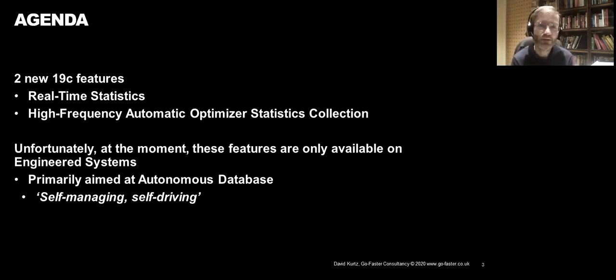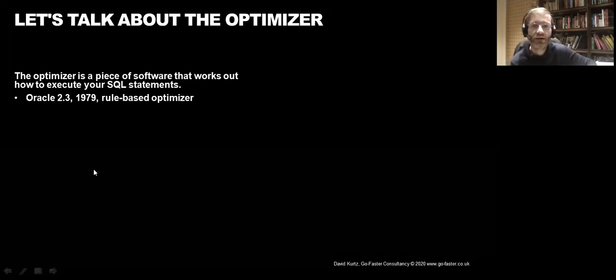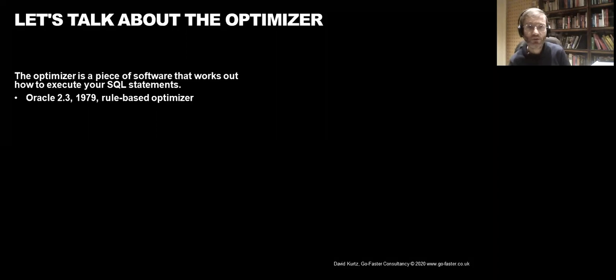Both of these features are really about helping to provide accurate, up-to-date information to the optimizer. And that is equally applicable on Exadata and non-Exadata. The optimizer has been with us a very long time. It was first there in Oracle 2.3, long before I touched Oracle in the 1970s. And back then it was a rule-based optimizer. Essentially it did static analysis of your SQL statement, applied a set of, I think, 14 hierarchical rules, which determined whether it was going to use an index, and if so, which one.